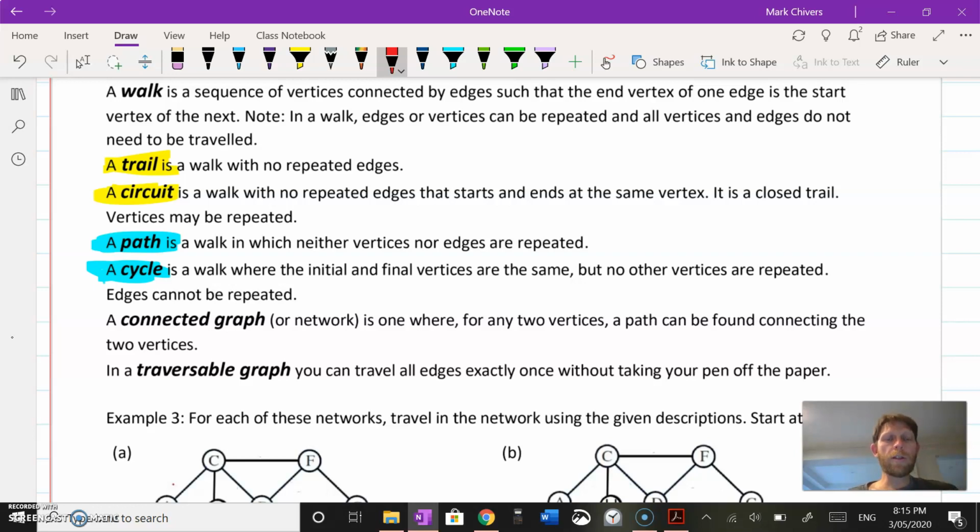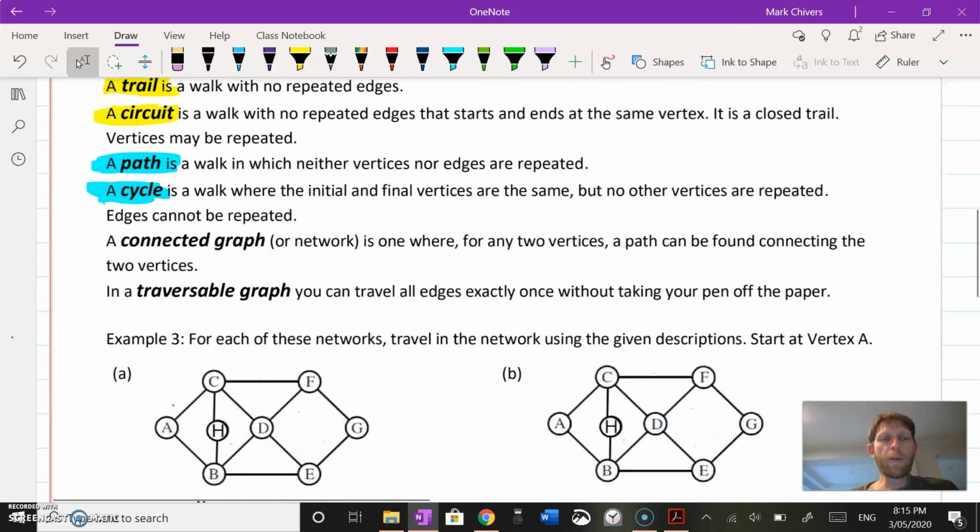And a circuit is a trail that closes. So essentially, we come back to the starting vertex at the end, but otherwise we follow all the other rules for a trail. We can't repeat edges. Now, a path has an extra restriction. As well as not being able to repeat edges, we can also not repeat vertices. I suppose that pretty much says it.